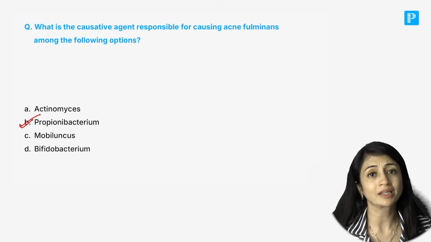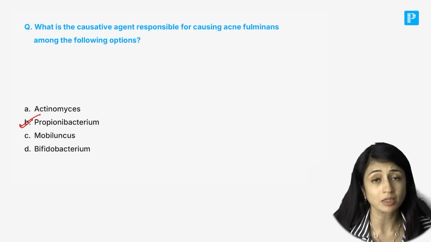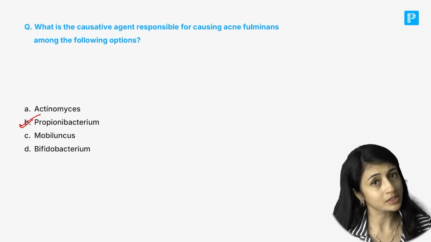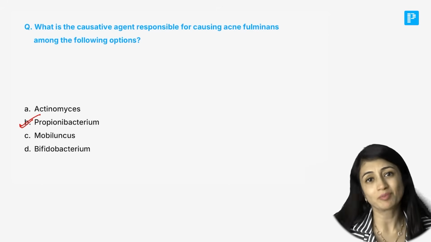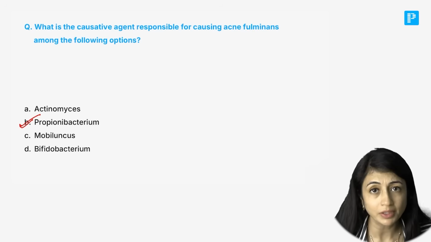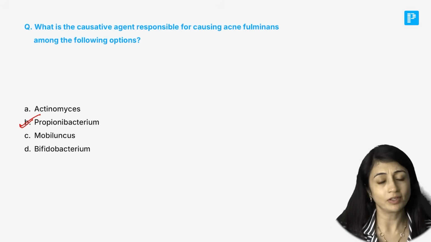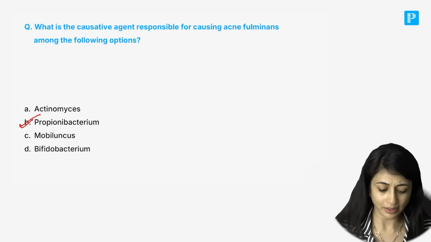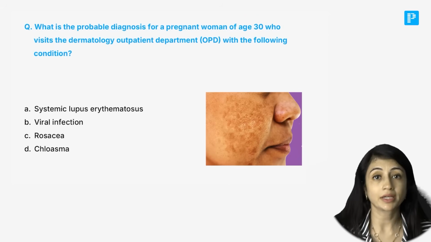All types of acne have the same pathogenetic mechanisms with some extra factors in some. But the organism remains the same. So there is no confusion here. Even if it is acne fulminans, my causative organism will be Propionibacterium acnes. Moving on to the next question.